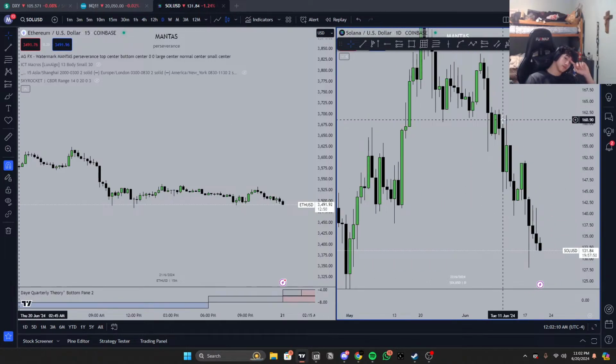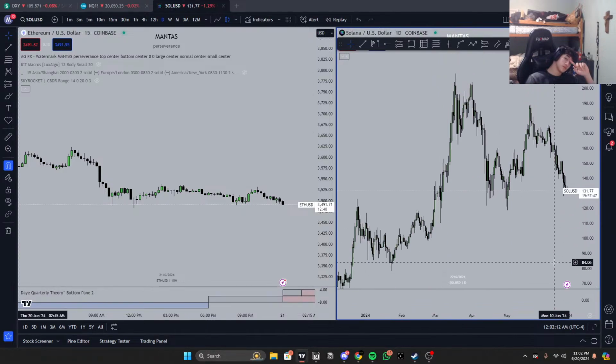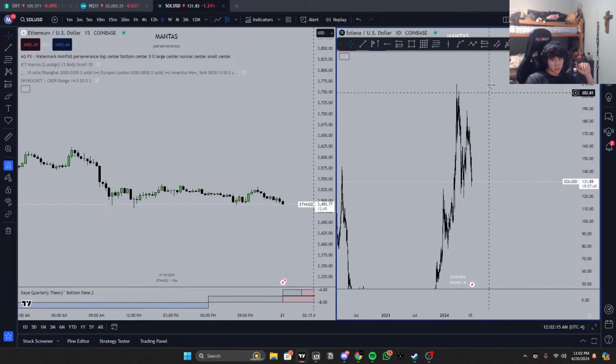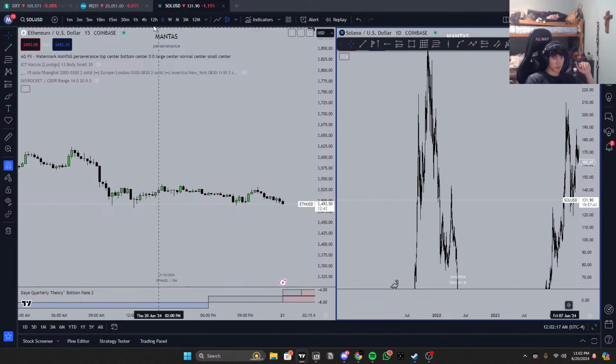How do you differentiate a run from a sweep? Sweeps and runs are the same thing, by the way.